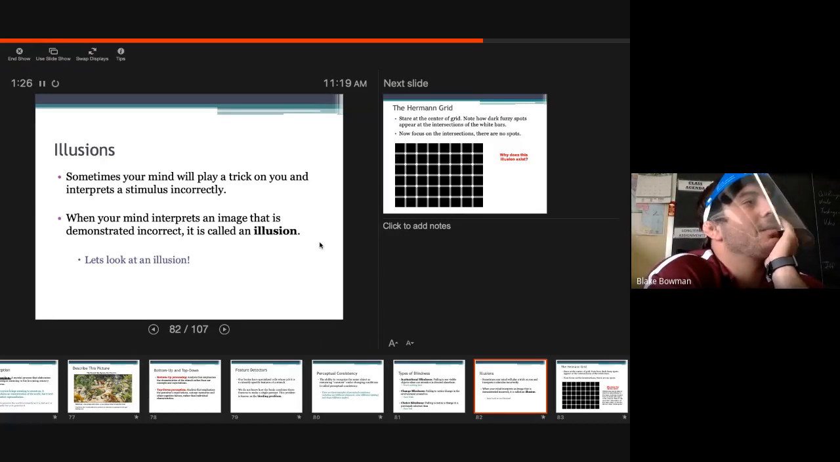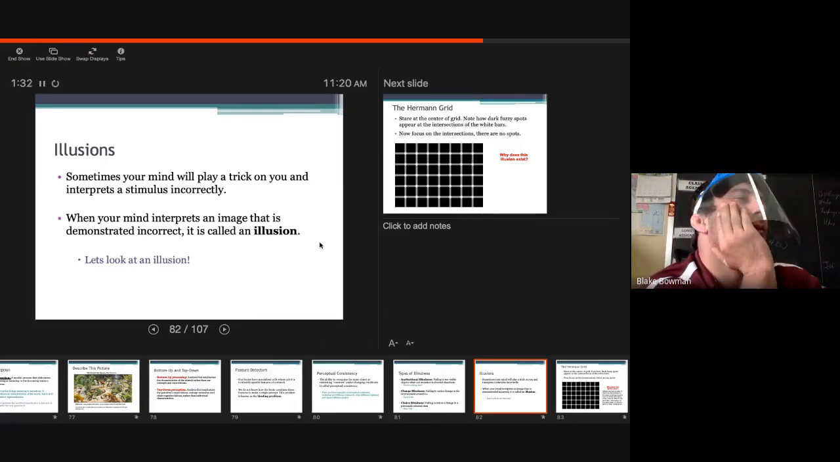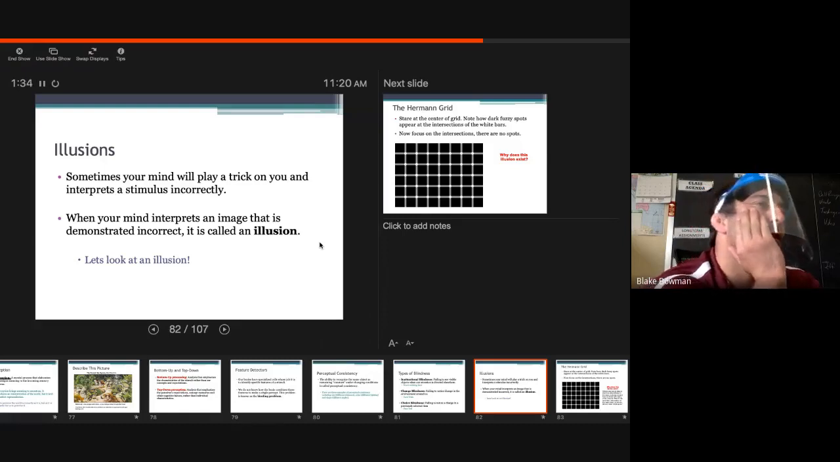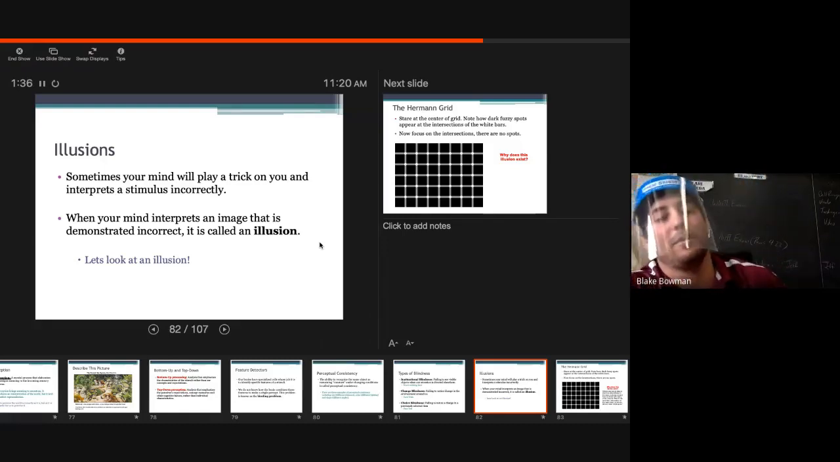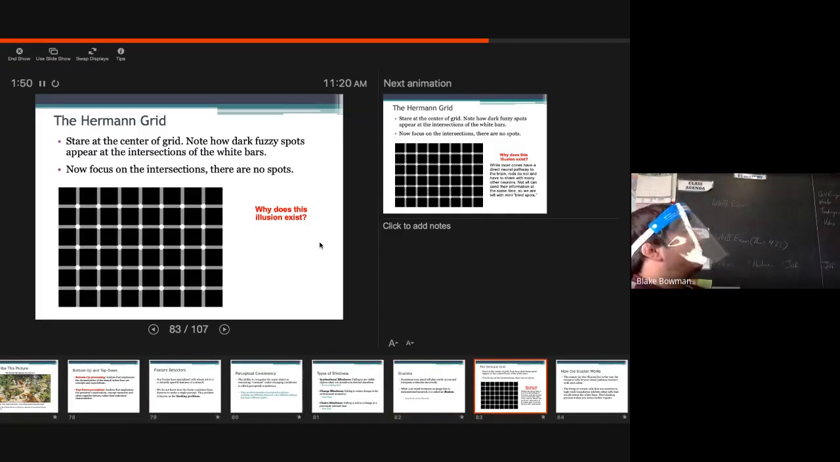It always throws me off whenever I put a pencil in water. The pencil always juts away, and we think that the pencil's actually split in half when it's really not. It's just throwing our perception off. All right, but illusions are when our mind interprets an image that is demonstrated incorrectly. And here's an example of one of the illusions, a Hermann grid.